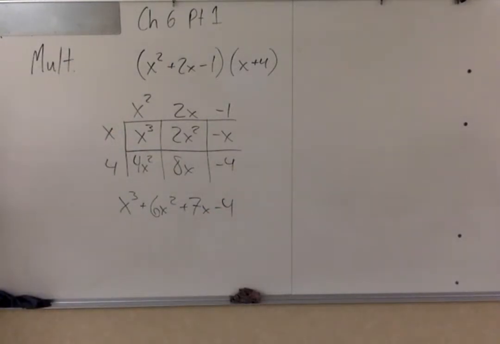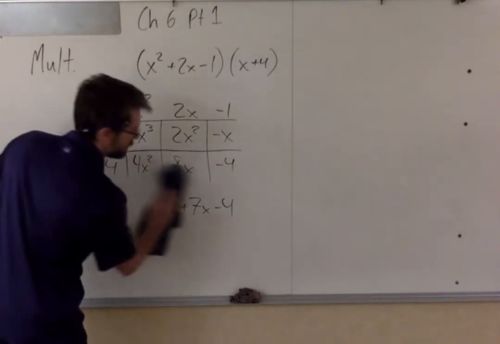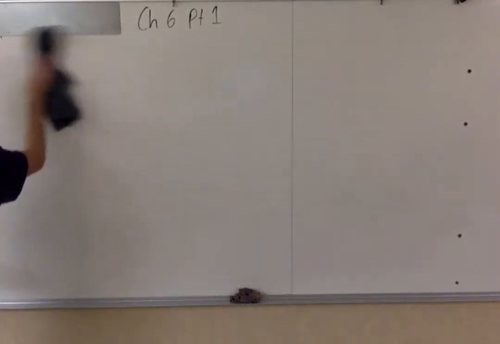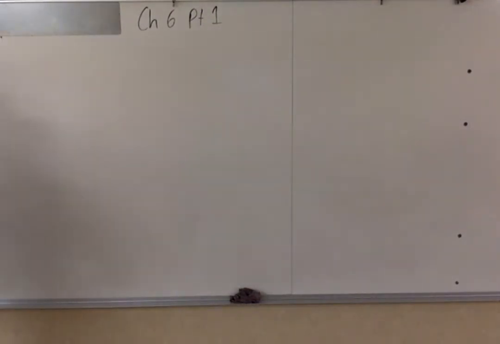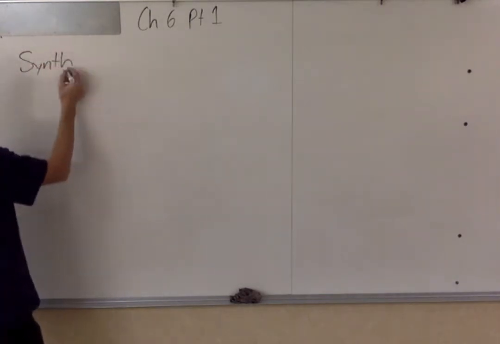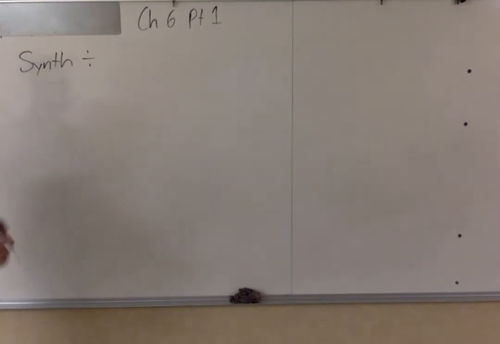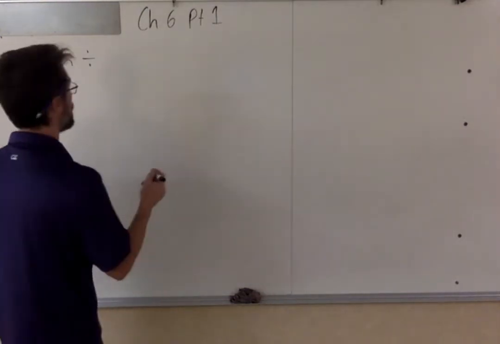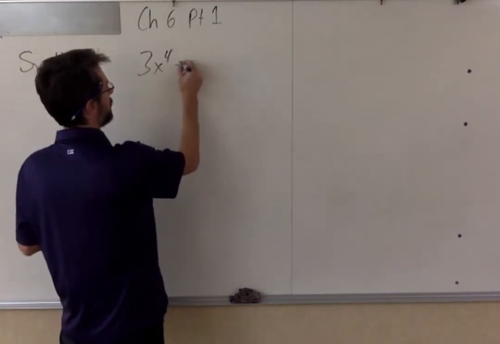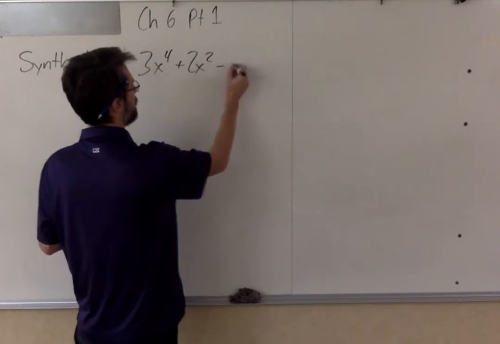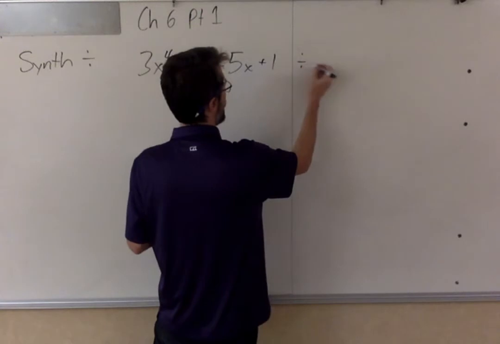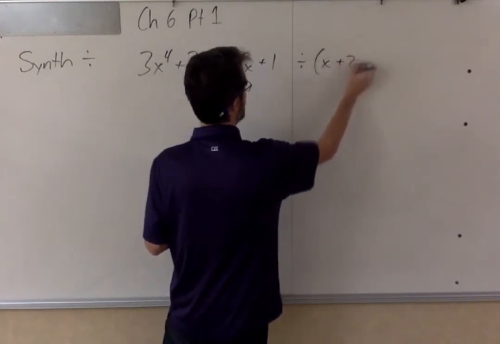All right, the next thing we did was division. We did long division and synthetic division. Spoiler alert, you can get by on the final with only synthetic division. And that really is the bigger thing going forward, is synthetic division is what's more commonly used. Okay, so let's say we've got something like 3x to the 4th plus 2x squared minus 5x plus 1, and we're going to divide that by x plus 2.